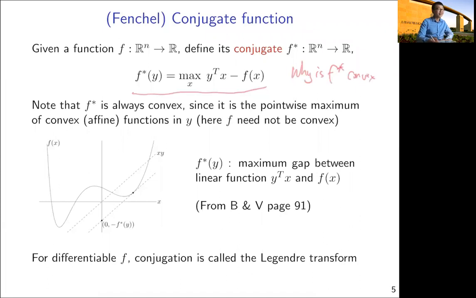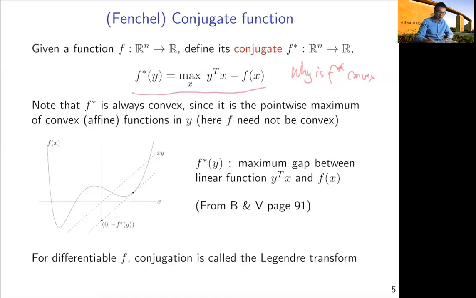I guess the answer is just in the next line. Since this is a joint bivariate function of x and y, and y is the only term that we care about, for every fixed x this is an affine function in y. Therefore, this is doing a pointwise maximum. And by the rules for getting convex functions, that gives rise to a convex function, even if f itself is not convex.